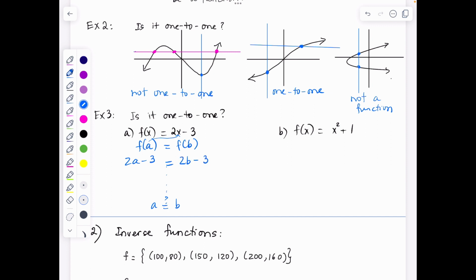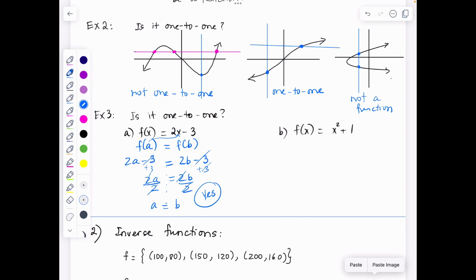All right, I see that negative 3 on both sides, so I can add 3 to both sides to cancel them out. So I am left with 2a is equal to 2b. If I divide both sides by 2, where 2 and 2 cancel here and 2 and 2 cancel here, I'm left with a is equal to b. So I was able to show that if f of a is equal to f of b, then a is equal to b. Therefore, we can conclude that this function is one-to-one. So I'm going to say yes here.